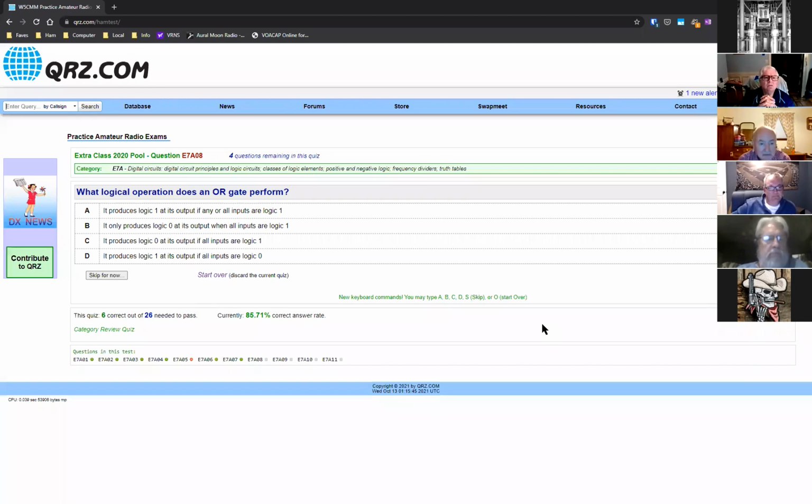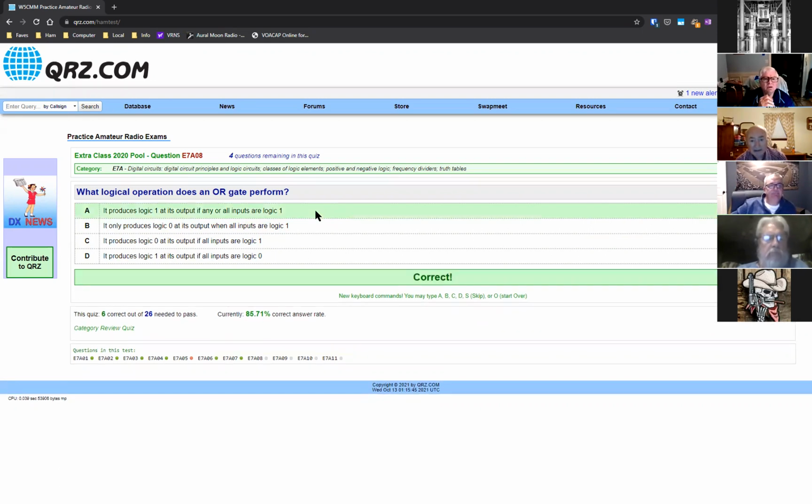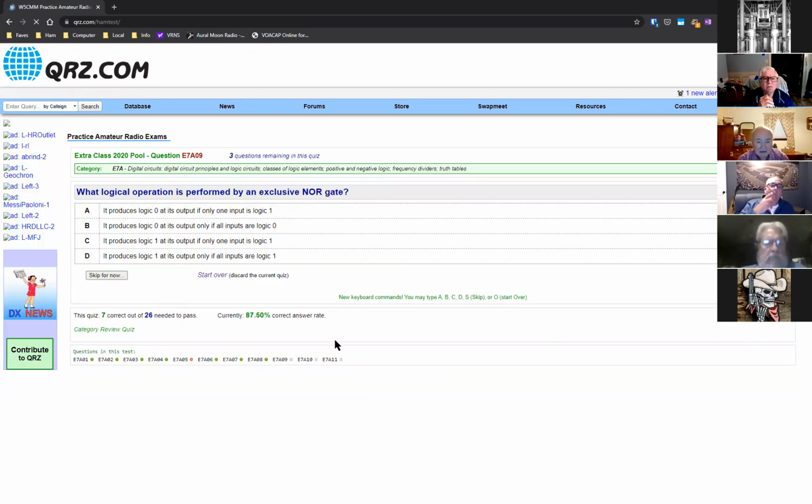What logical operation does an OR gate perform? You're going to have 2 inputs, and if one is logic 1 or the other is logic 1, or if both are logic 1. Yeah, it's A. It was A.